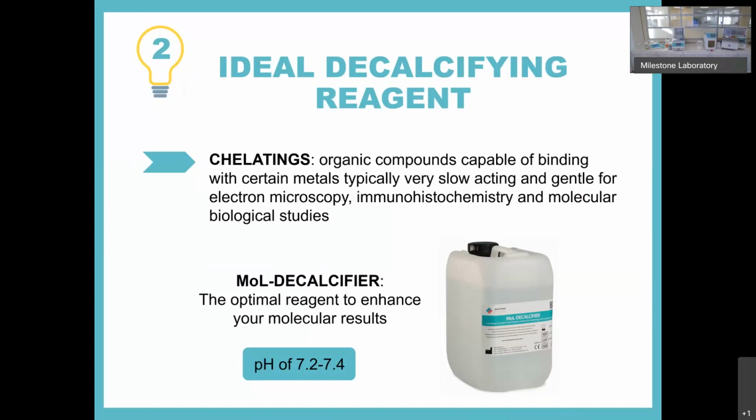What is Mol Decalcifier? Milestone Mol Decalcifier is an enhanced decalcification solution of 10% EDTA with a Milestone proprietary mixture of EDTA salts. The combination results in an optimized pH of 7.2 to 7.4, with no addition of any acids or buffer.